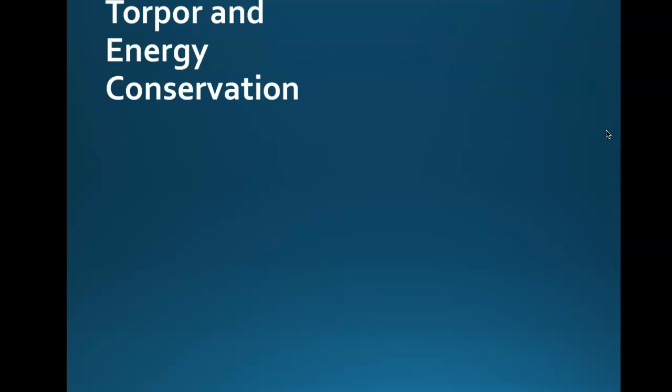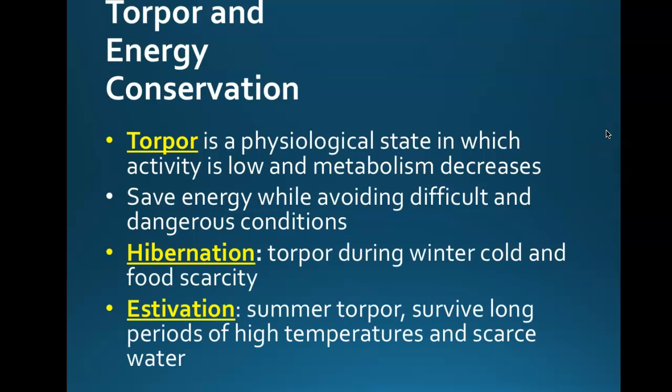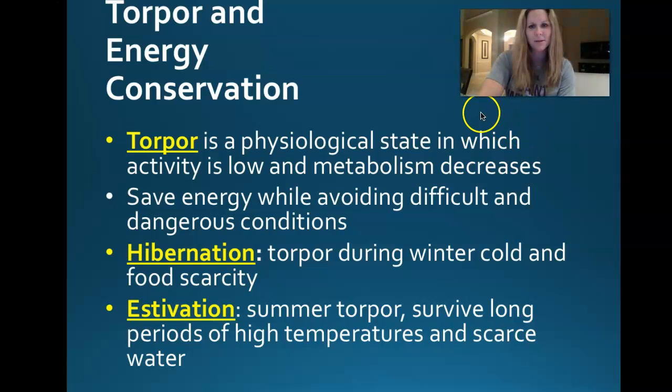All right, torpor and energy conservation, other ways that energy can get conserved and how homeostasis is going to occur. Torpor, hibernation and estivation. Hibernation and estivation are two types of torpor. Torpor is a physiologic state in which activity is low and metabolism decreases. And what this is doing is it's saving energy during a really difficult time for the animal. Hibernation is torpor during winter. Estivation is torpor during summer.